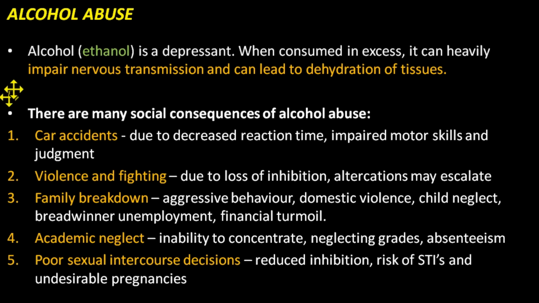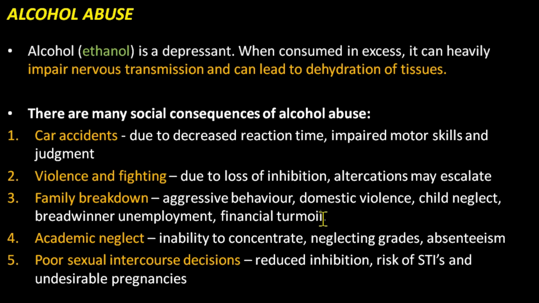In terms of alcohol, or the scientific name ethanol, it is a depressant. So when consumed in excess, it can heavily impair nervous transmission and can lead to dehydration of tissues. There are many social consequences of alcohol abuse. So one is car accidents due to the decreased reaction time, impaired motor skills and judgment. You won't be able to react on time. Violence and fighting due to the loss of inhibition, altercations may escalate. Family breakdown due to aggressive behavior, domestic violence, child neglect. If the breadwinner is an alcoholic and becomes unemployed, it could lead the family into financial turmoil.